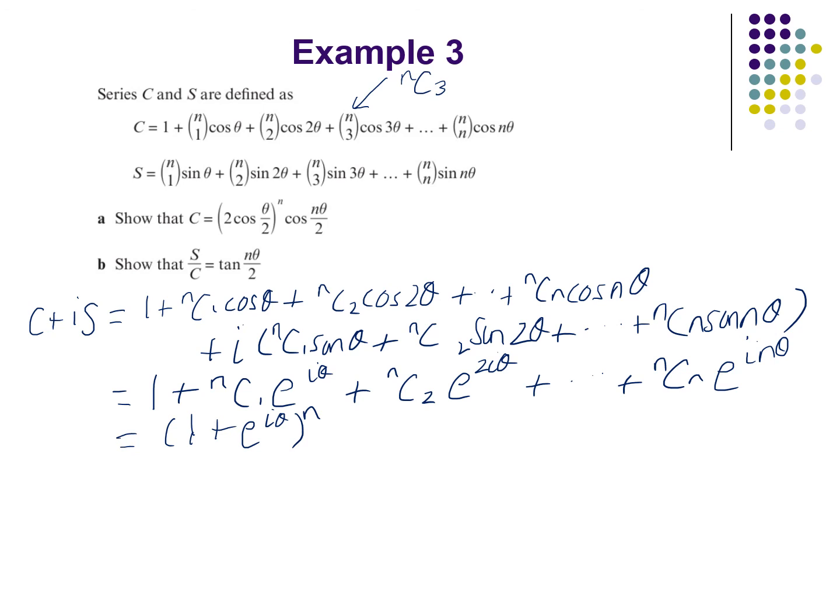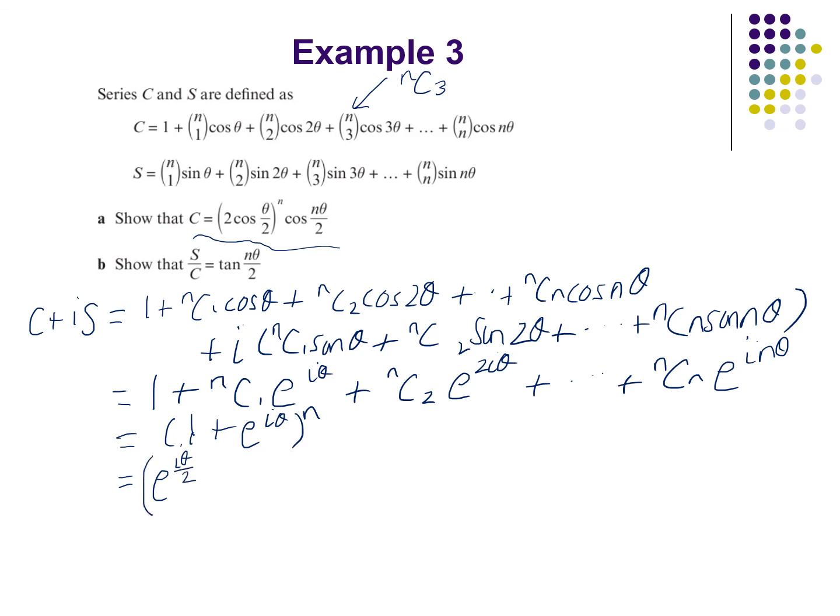Okay, so now we need to show that C, which is the real part of this, is equal to this. Do you notice again, we've got theta over 2's in it. Because of that, inside my bracket I need to make it e to the I theta over 2 so that I get the cos theta over 2. So I'm going to take out a factor from my bracket of e to the I theta over 2.